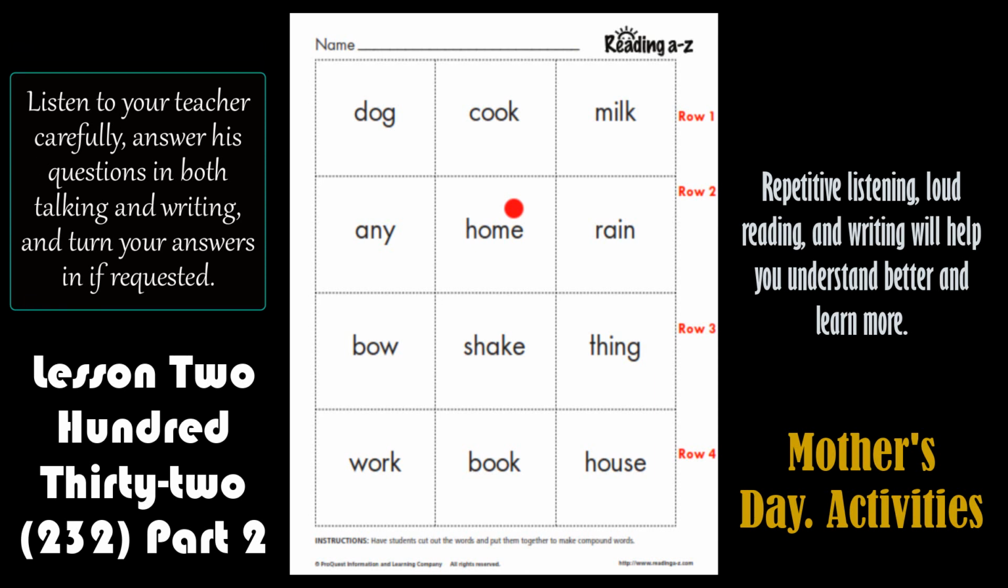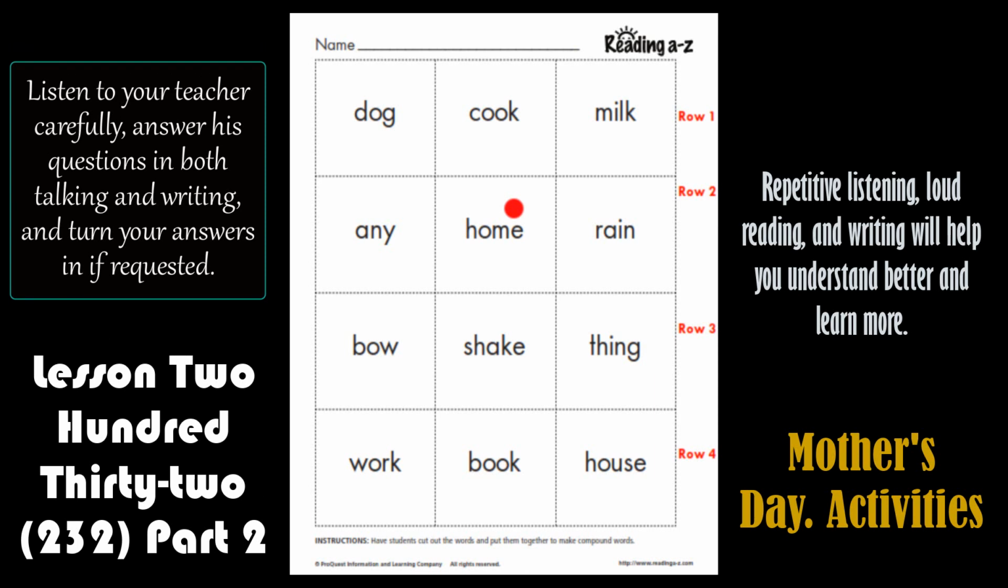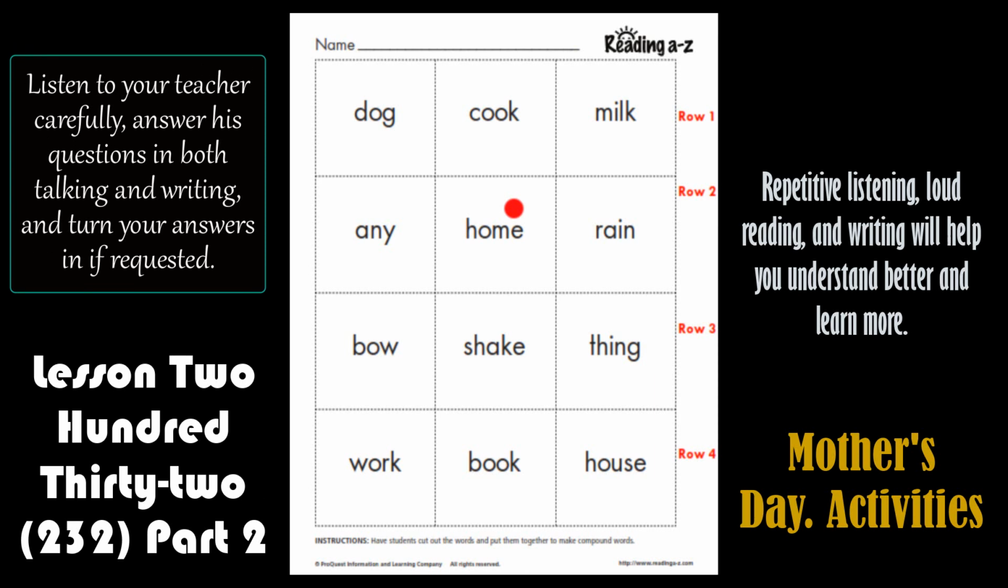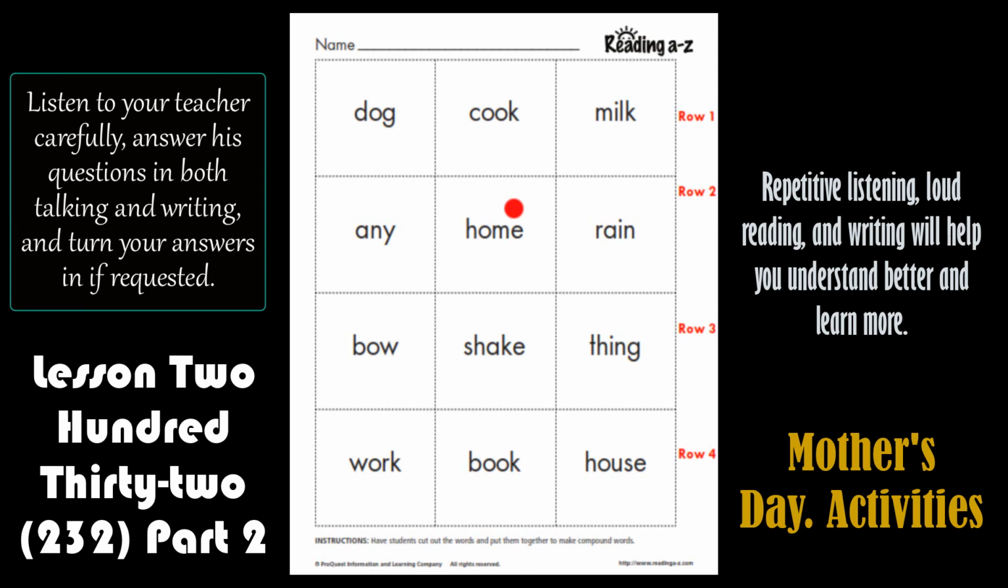This is activity 3. It consists in cutting these words out and then pair them up in order to make compound words. I should note that the words in the first two rows, rows 1 and 2, are the first part in each compound word. And the words in rows 3 and 4 are the second part in each compound word.